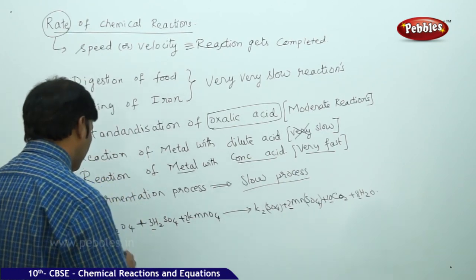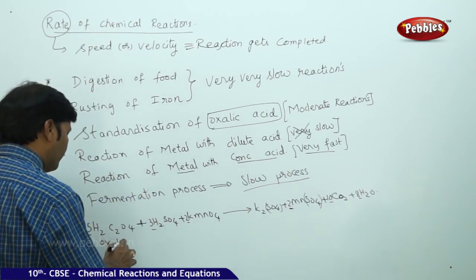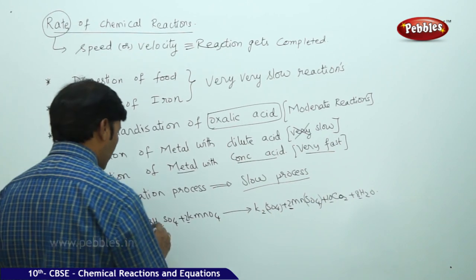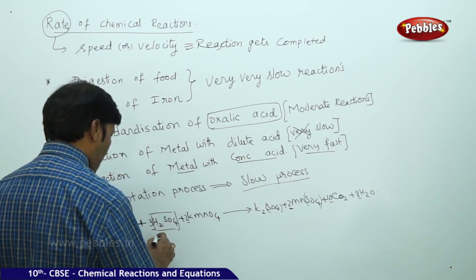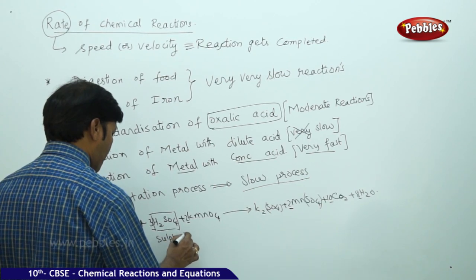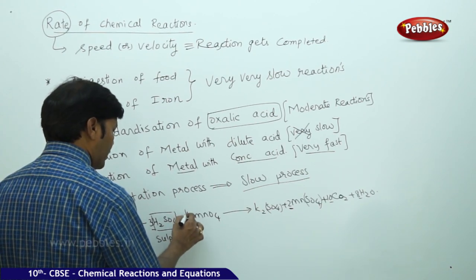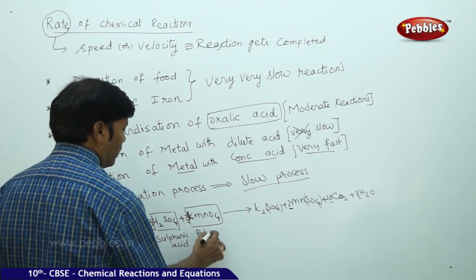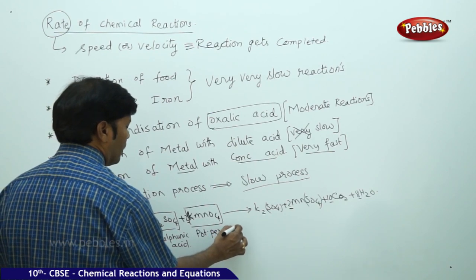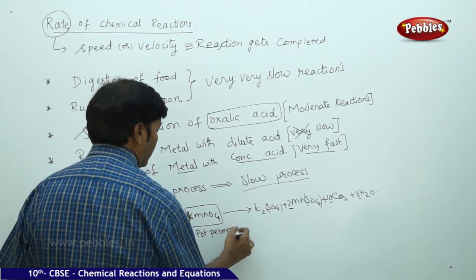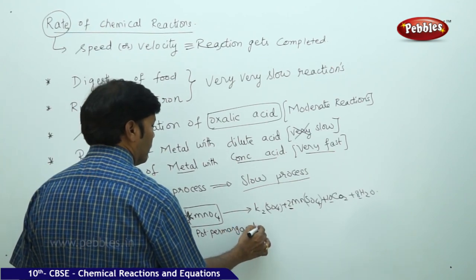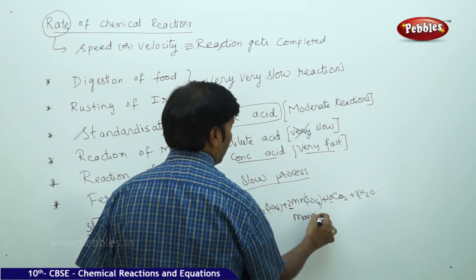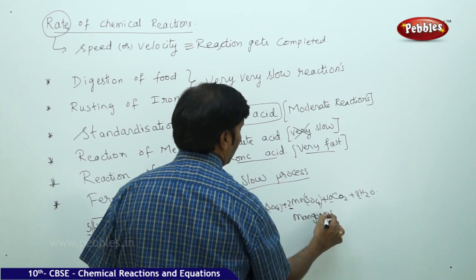So here what is happening is, you take 20 ml, this is oxalic acid. H2C2O4 is the oxalic acid, and this is sulfuric acid. This is potassium permanganate, and this is manganese sulfate.